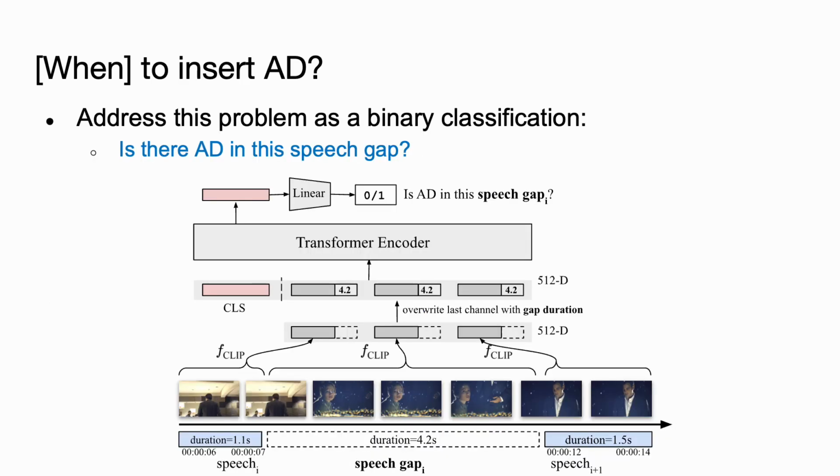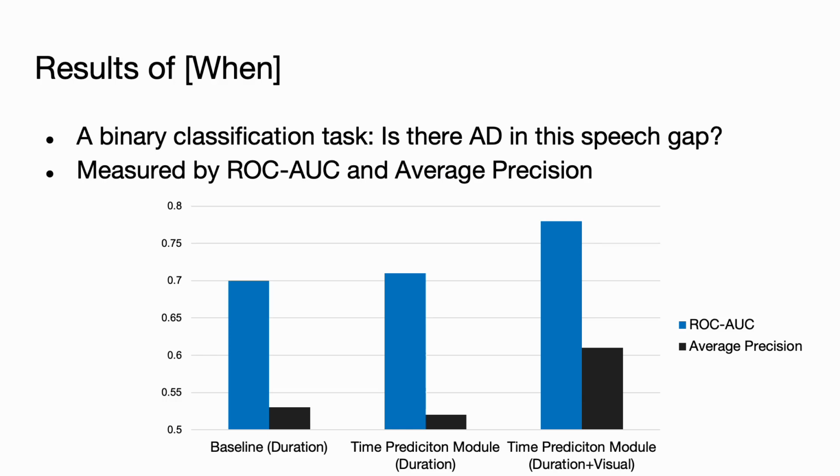We formulated the AD time proposal task as a binary classification task. That is to answer the question, given this speech gap in the movie, should AD be inserted or not? We find that both the visual features and the duration of the speech gap are helpful for this task.